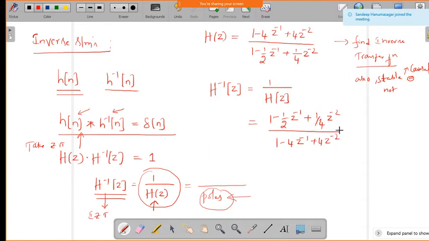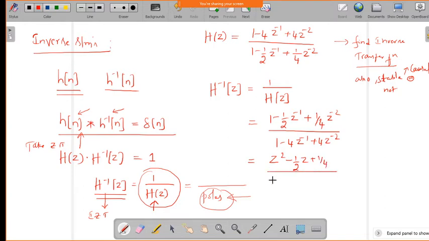Now find the roots of this so that you can say whether this inverse system is stable or not. For that, I will multiply both numerator and denominator by z square. So you will get z square minus half z plus 1 by 4, divided by z square minus 4z plus 4. Now we can easily find the roots. The denominator can be written as z minus 2 whole square.